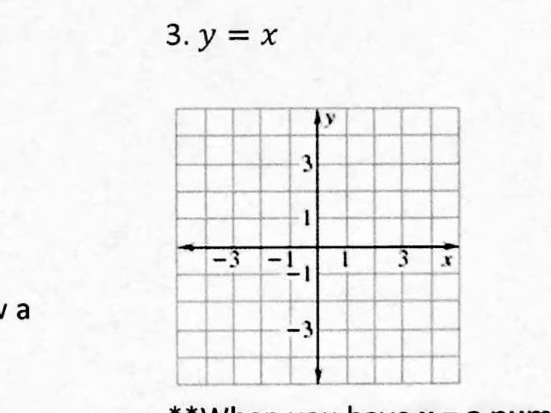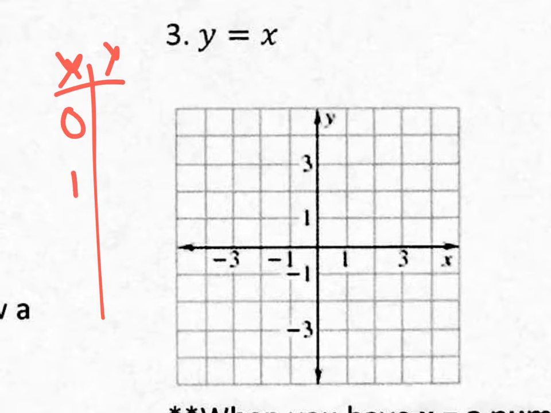Number 3, is it in function form? Is y by itself? Yes. So we jump to the xy table. X, y. What do you want to plug in for x? 0, 1, and 2. Now, if you plug in 0 for x, what is it going to say? It's going to say y equals 0. So when you plug in 0, the y is 0. When you plug in 1, the y is 1. When you plug in 2, the y is 2.